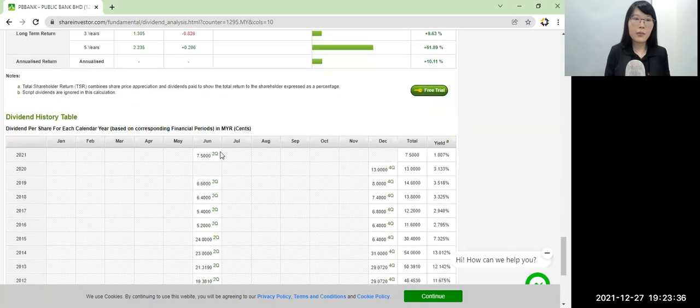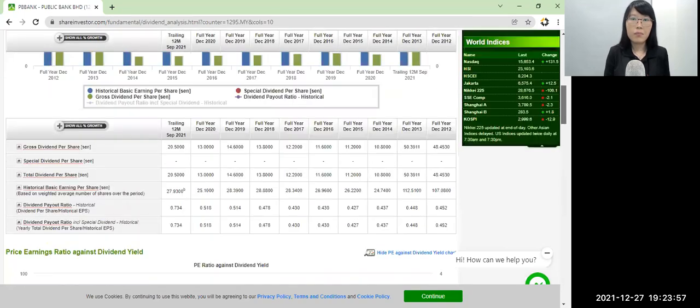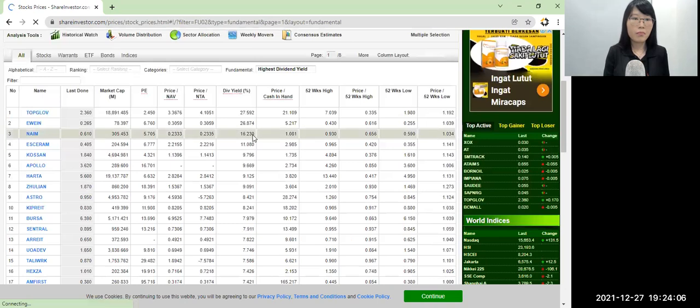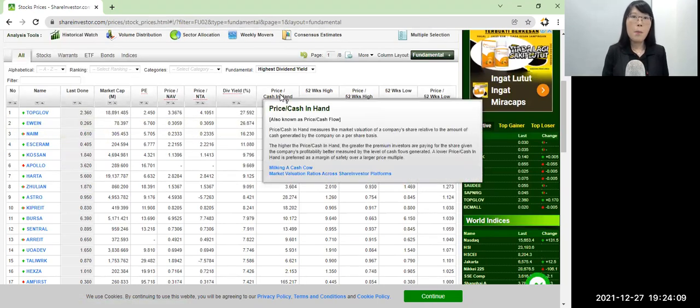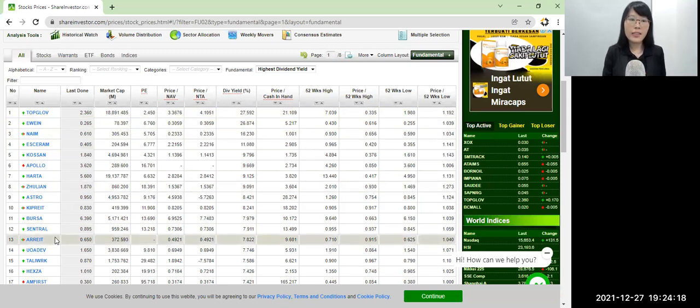And the next one is the dividend history table. You know that Public Bank pays their dividend consistently in June and also in December. So we can see the dividend yield for the company for particular years. Okay, so now we can go to the highest dividend yield. Based on this, you can see the companies from the highest dividend yield to the lowest dividend yield.